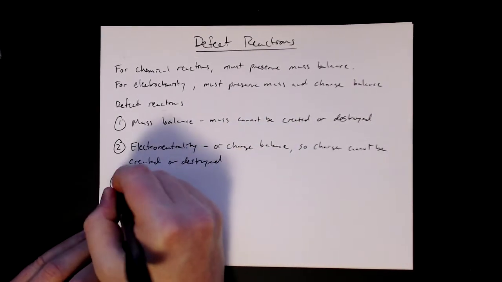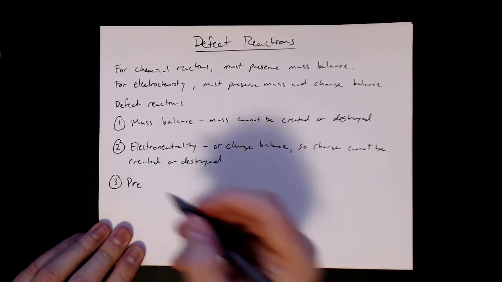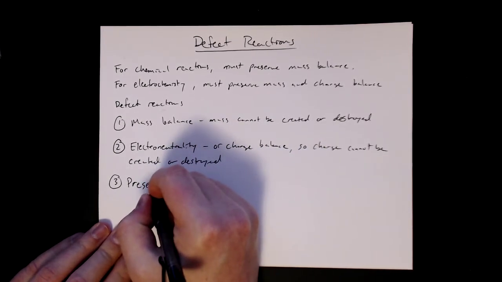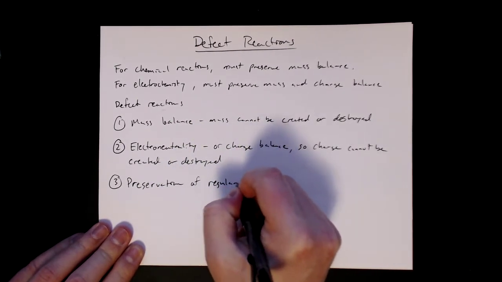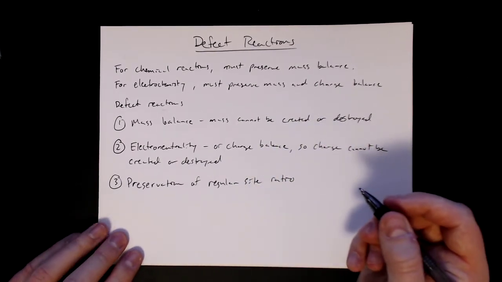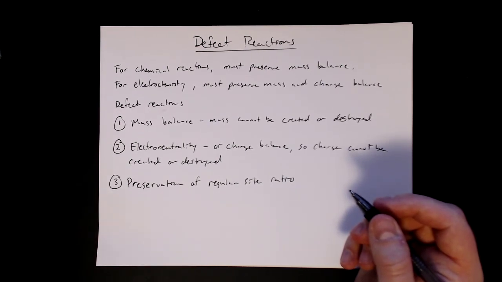All right, and the last one, this is the one that doesn't come up in those other two, and this is known as the preservation of regular site ratio. And so let me write that out for you. All right, so this is the new one. This is tied to our defect systems, because we are talking about crystal structures and we're talking about crystal lattice sites, interstitials, and vacancies, and all of those different things, right?